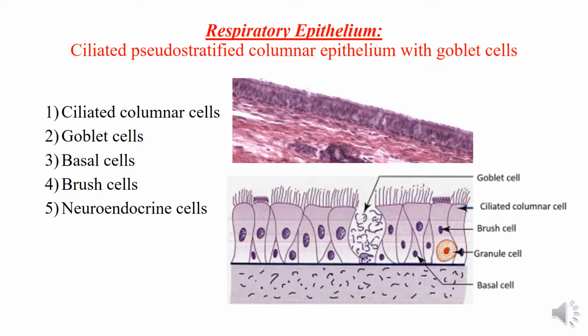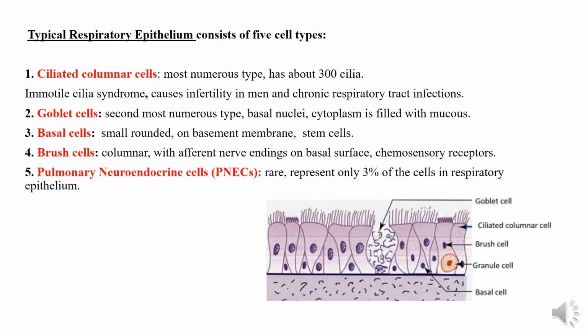The pseudostratified ciliated columnar epithelium with goblet cells of the respiratory epithelium consists of 5 types of cells: ciliated columnar cell, goblet cell, basal cell, and brush and neuroendocrine cells. The typical respiratory epithelium, as we said, consists of 5 cell types.